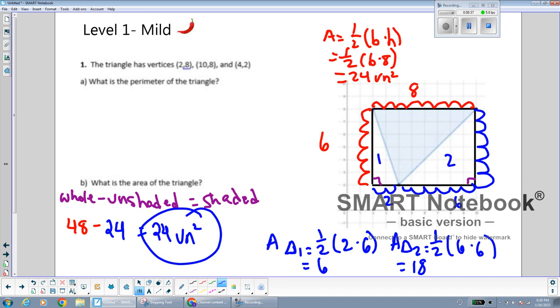Just to talk about the perimeter. Perimeter is just the length of all of the sides of the shape added together. So we know that this side of the triangle, the base, the flat side, is 8. But the other two sides of the triangle are slanted lines. So we are going to have to use the distance formula to find the length. So let me see what this is. This was (2, 8). This was (10, 8). And that one was (4, 2).